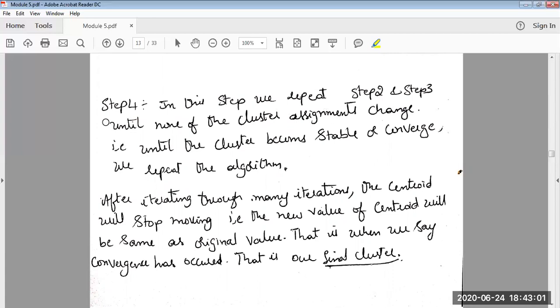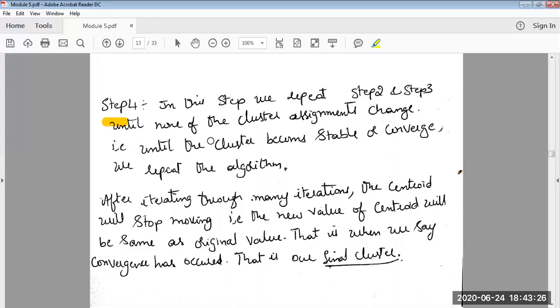And what happens in step 4? We understood in step 4, we once again repeat steps 2 and 3, meaning that after computing the new position of the centroid, we once again take each and every data point, measure the distance of the data point with the new centroid positions, and to whichever centroid it is near, it will move across to that corresponding cluster.